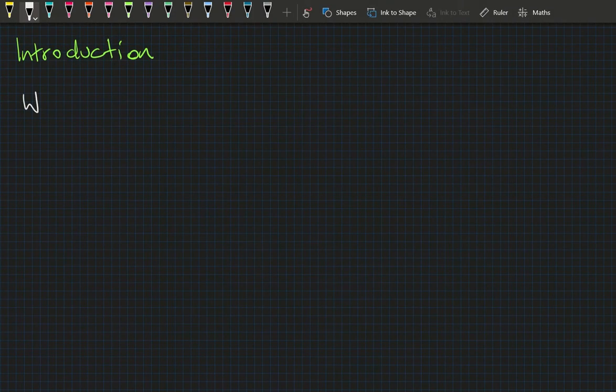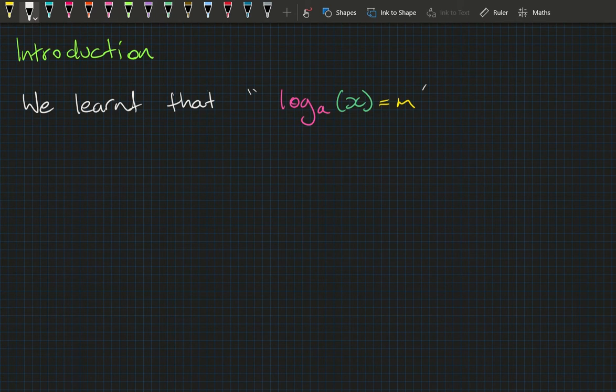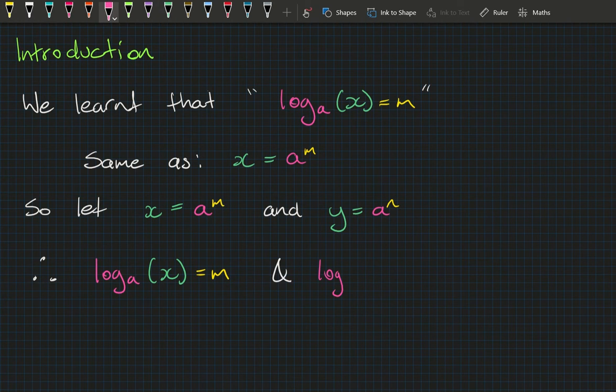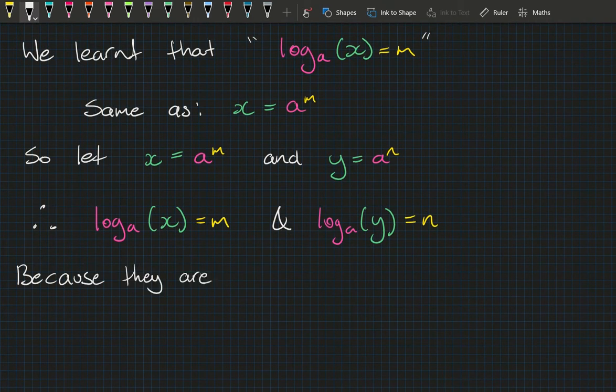Now, in our last lesson, we learnt that log base a of x equals m is just the same as saying x equals a to the m. So if we let x equal a to the m, and we also have y equal to a to the n, then by definition, log base a of x equals m, and log base a of y equals n. And importantly, for what we're about to do, these are equations. And because they're equations, the reverse is also true.